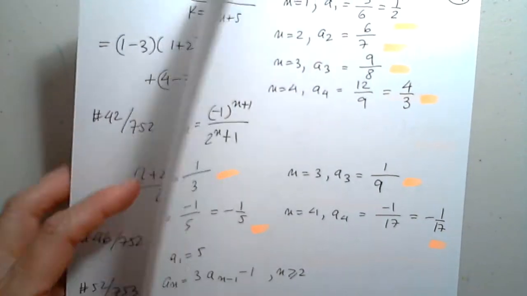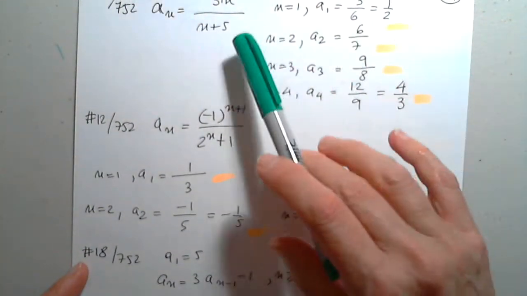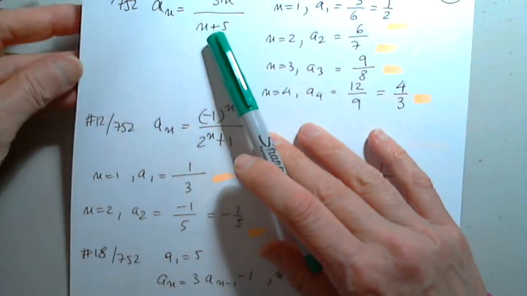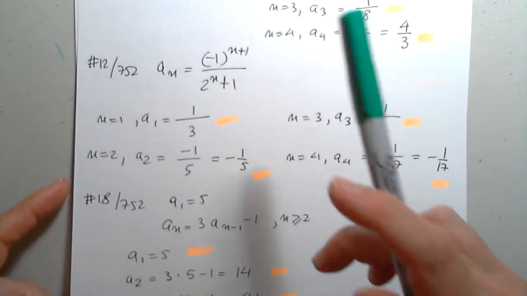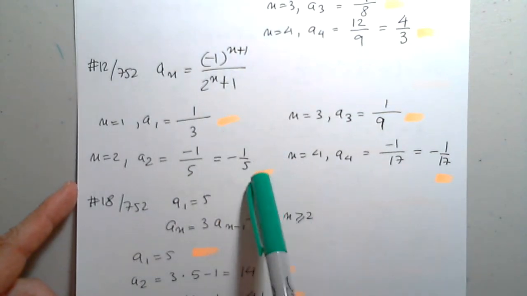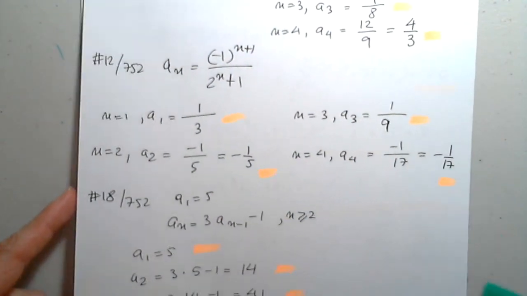Last section, 8.1 on sequences. Here we're asked to find the first 4 terms, and I plugged in 1, and then 2, and then 3, and then 4, and I got these numbers. The same thing here. I plugged in 1, I got this. I plugged in 2, I got this, and then 3 and 4.